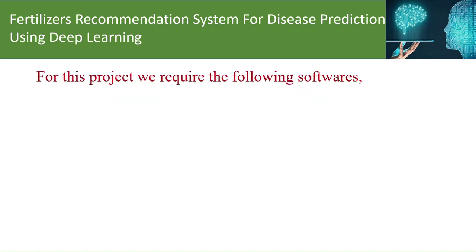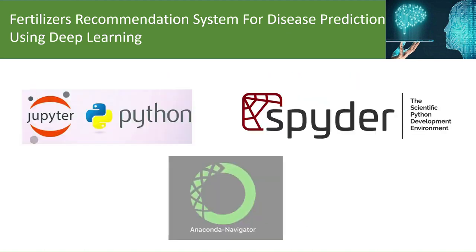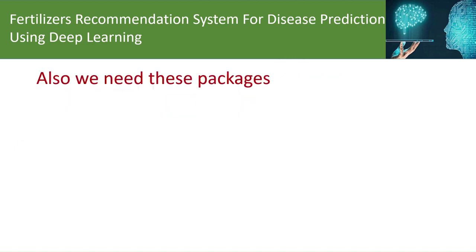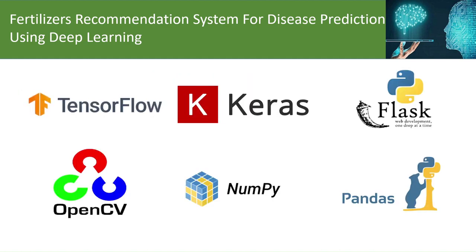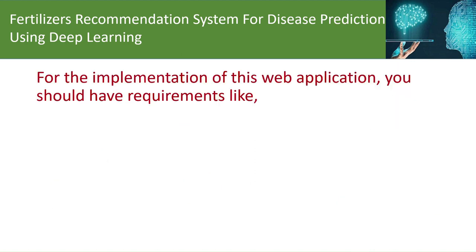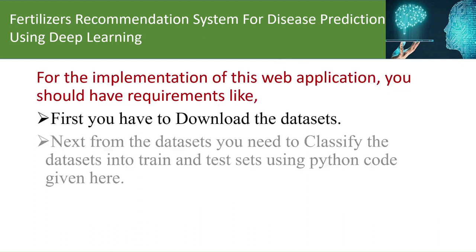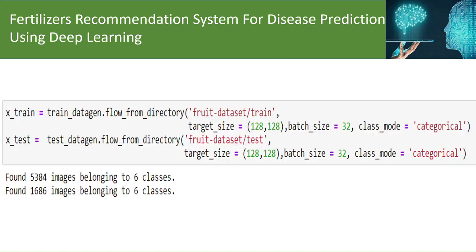For this project we require the following software: Anaconda, Jupyter Notebook, Spyder. Also we need these packages: TensorFlow, Keras, Flask, OpenCV, NumPy, Pandas. For the implementation of this web application, you should have requirements like: first you have to download the datasets. Next, from the datasets you need to classify the datasets into train and test sets using the Python code given here. This is the code to find the classes in the dataset.